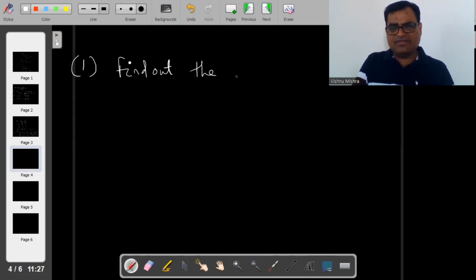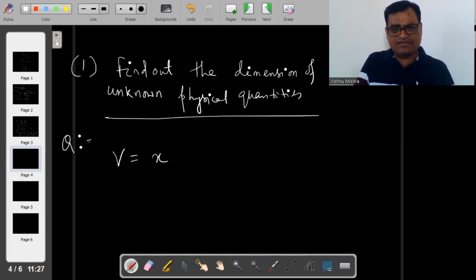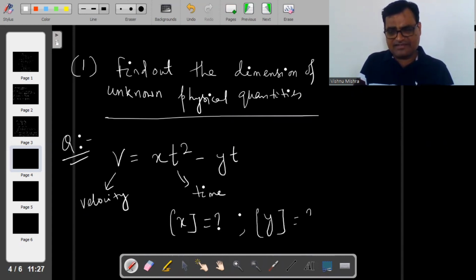Find out the dimension of an unknown physical quantity. What is the dimension here? Let's see this one by one. Write down a question. The question is: v is equal to xt square minus yt. You have to find out the dimension of x and y. v is the velocity, t is the time, then x and y are unknown. So you have to find out the dimension of x and y. How much is it? Clear?